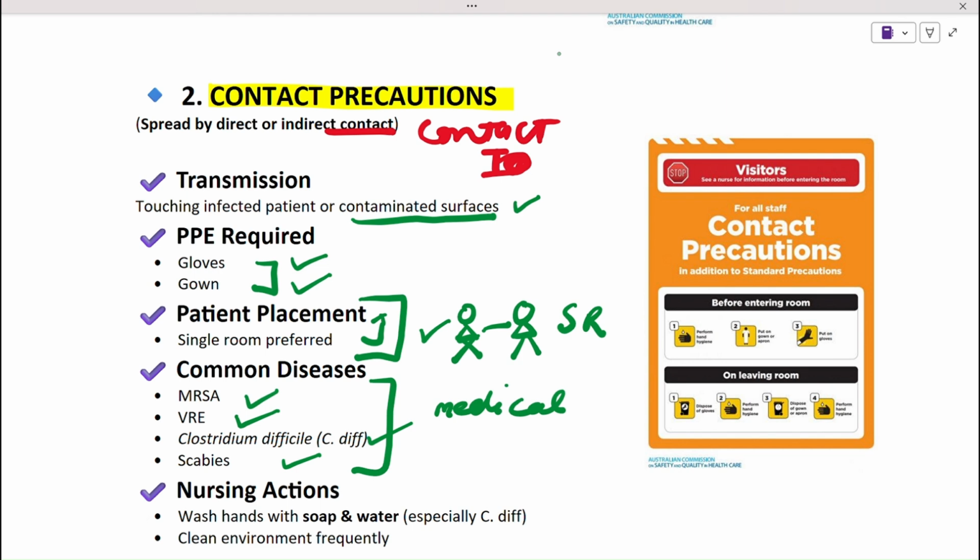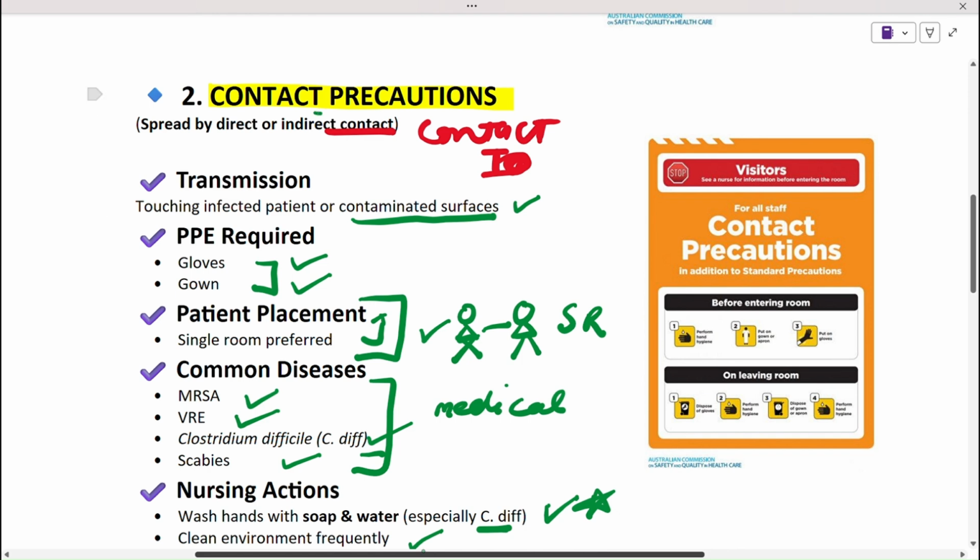And what are the nursing actions? This is important. Wash hands with soap and water. Always wash hands with soap and water, especially if the patient has Clostridium difficile. Clean the environment frequently, as this helps prevent the infection. Just remember, for contact precaution: PPE required is gloves and gown, know what diseases come under it, and the definition is spread by direct or indirect contact. That's all about contact precaution.